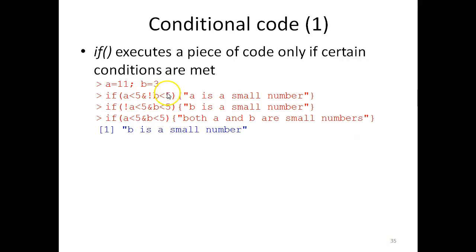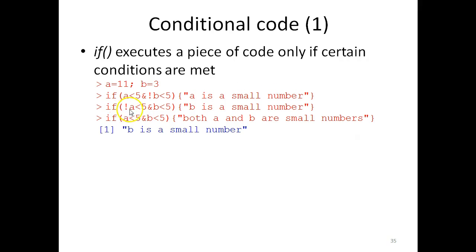And as you can see, the syntax is if, and then within parentheses, the condition that is to be tested. And after that, you provide brackets. You don't have to have these brackets if the response code that you are going to run fits into a single line of code. But if you have longer code, then you would have to start with the bracket and end with another bracket. And what R is supposed to do, if this condition is met, is to print A is a small number.